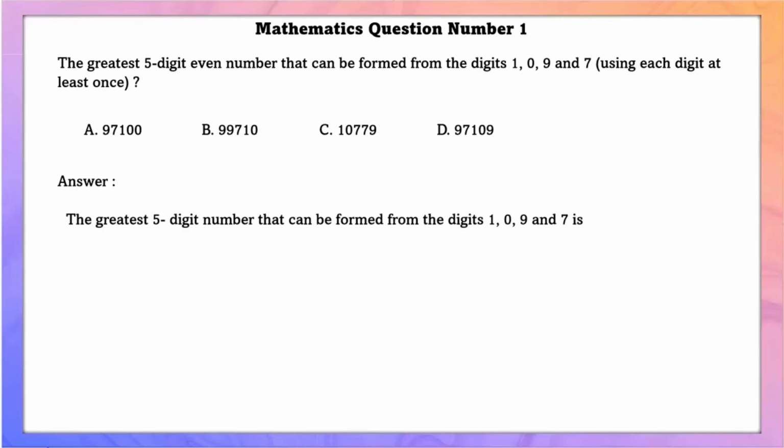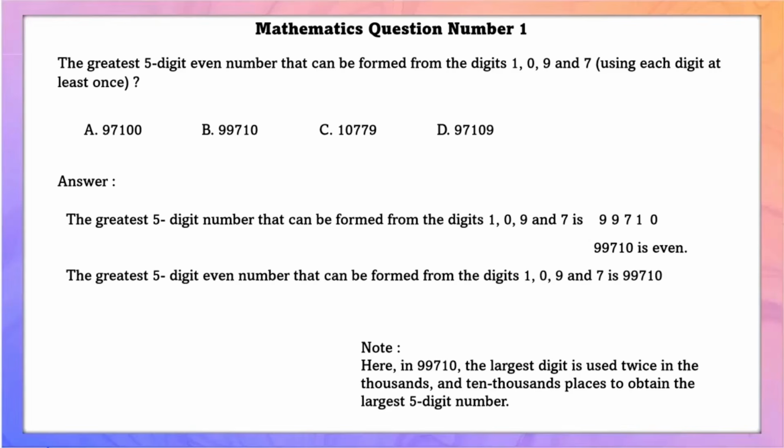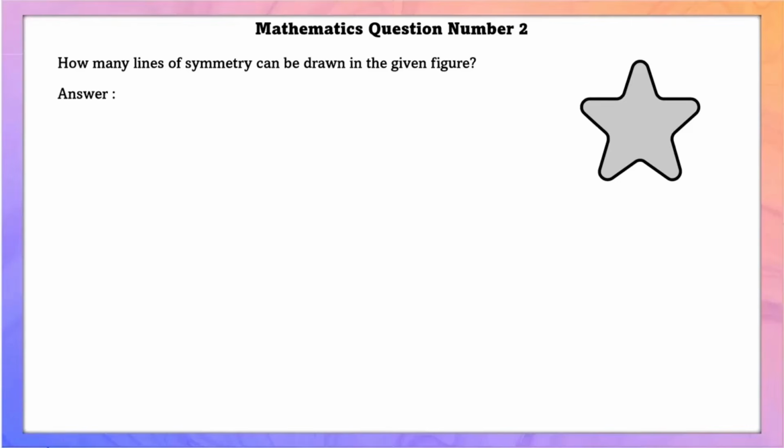The greatest 5-digit number that can be formed from the digits 1, 0, 9 and 7 is 99,710, and this is an even number. Note here in 99,710, the largest digit is used twice in the thousands and 10,000s place to obtain the largest 5-digit number. The greatest 5-digit even number that can be formed using the digits is 99,710.